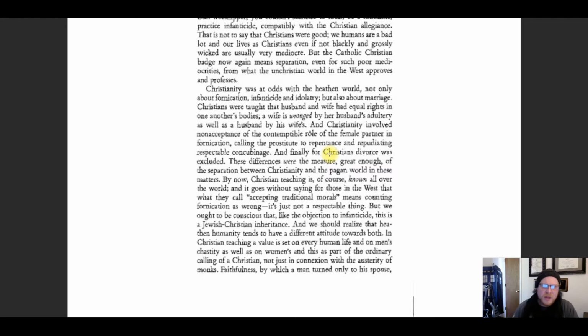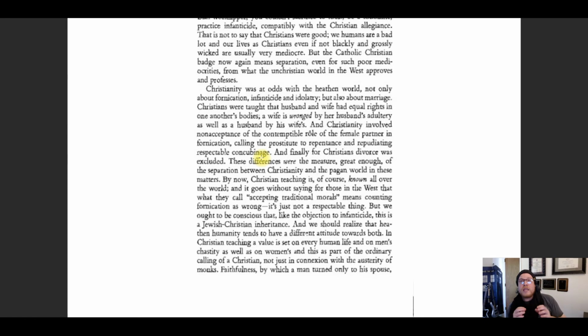So she says this: "Historically, Christianity was at odds with the heathen world in the past, not only about various things that were considered bad in the past, fornication, infanticide, idolatry, but also about marriage. Christians were taught that husband and wife had equal rights in one another's bodies. A wife is wronged by her husband's adultery as well as a husband by his wife's. And Christianity involved a non-acceptance of the contemptible role of the female partner in fornication, calling the prostitute to repentance and repudiating respectable concubinage."